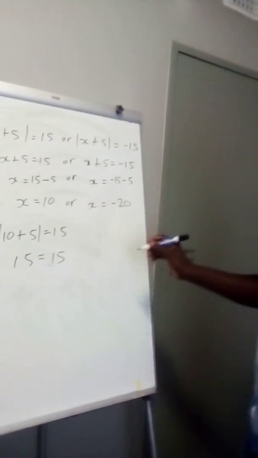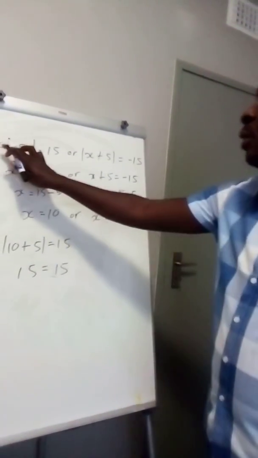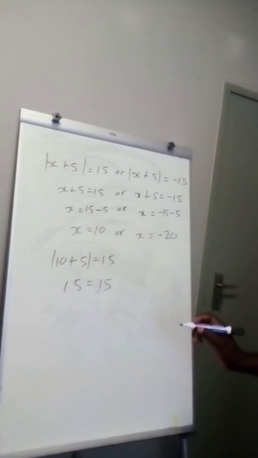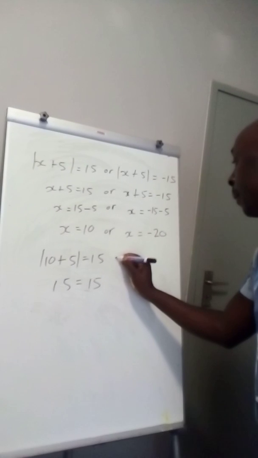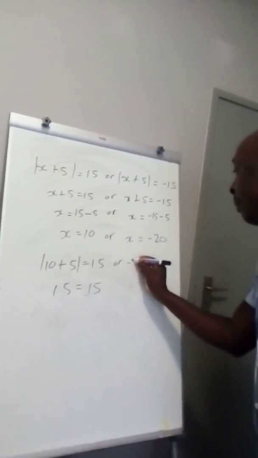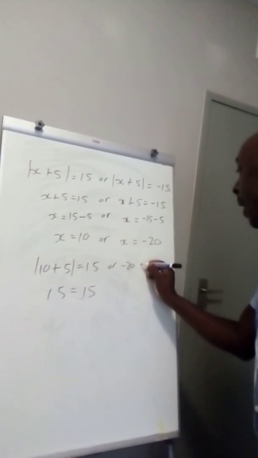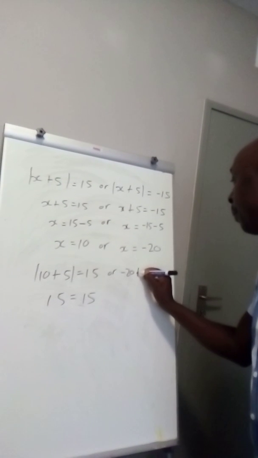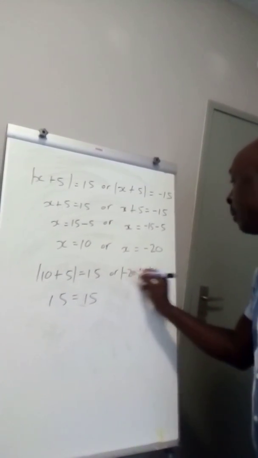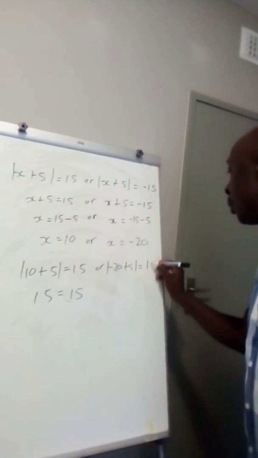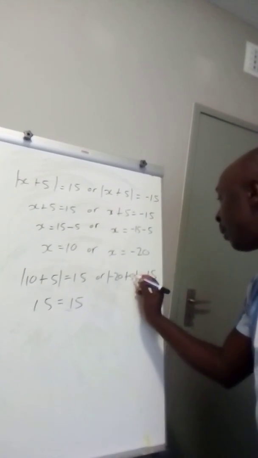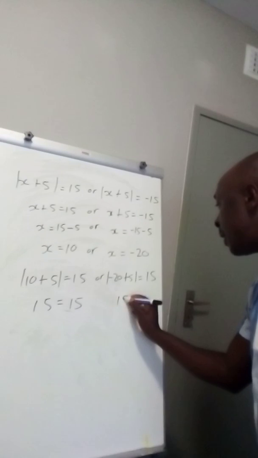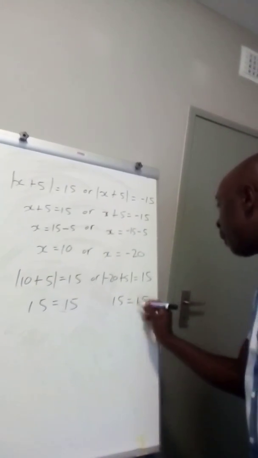Then on the other side, we are now substituting with minus 20. With minus 20, we are saying the absolute value of minus 20 plus 5 is equal to 15. And we are left with 15 is equal to 15.